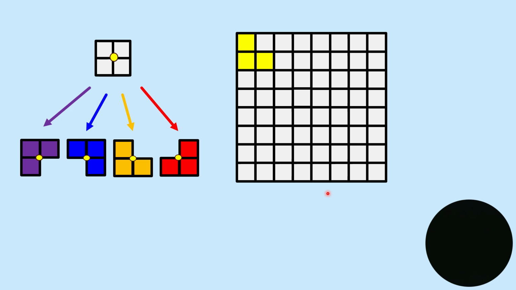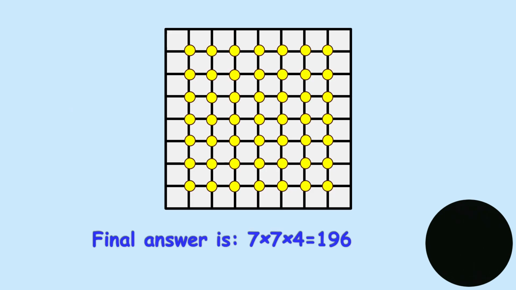Well, that's pretty easy, since we can represent this 2x2 square with a dot. This dot is going to be at the center of the 2x2 square. Alright, now all you have to ask yourself is, how many dots are there now? Well, if you take a look here, all the dots go 7 down and 7 across.